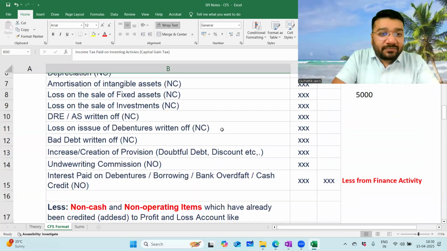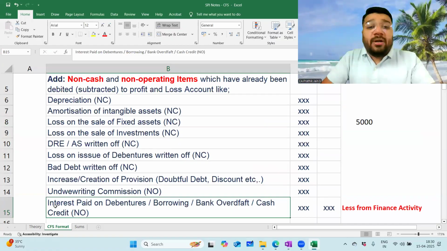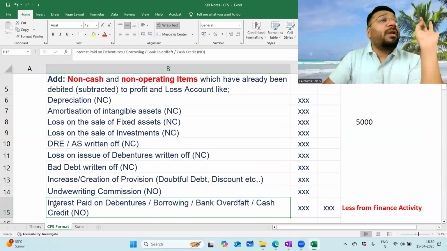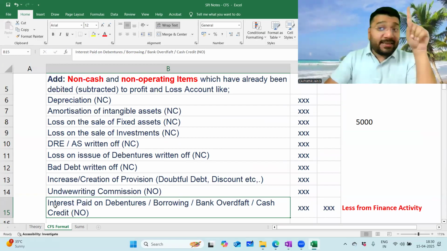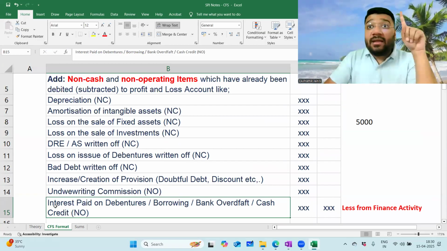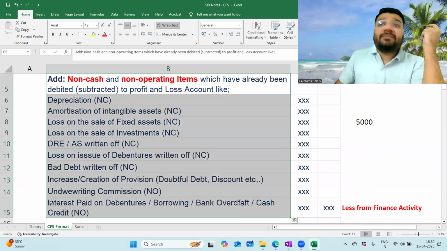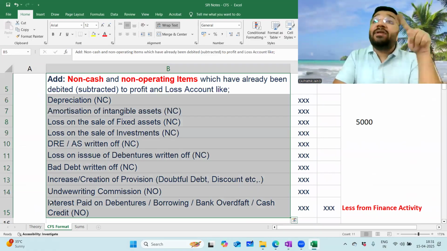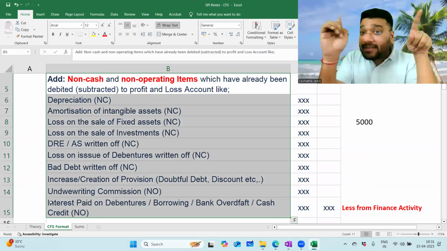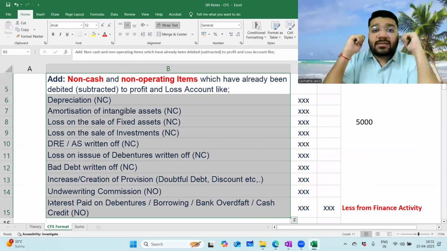Now, same thing, interest paid on debenture. Debenture, bank loan, bank overdraft, all this is finance activity. If it is paid, minusing is okay. But minusing in the operating activity is wrong. So to cancel that, what am I supposed to do? Add back. And since it is paid, we have to minus it from the financing activity. If it is not paid, I will not minus in the finance activity. Any problem in this? Any difficulty in this?